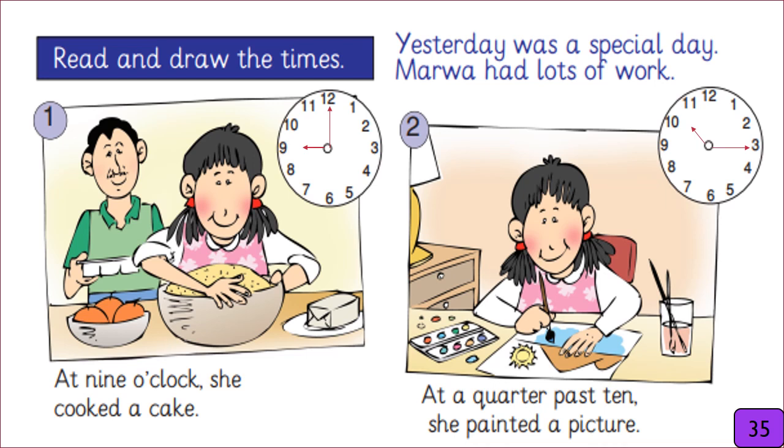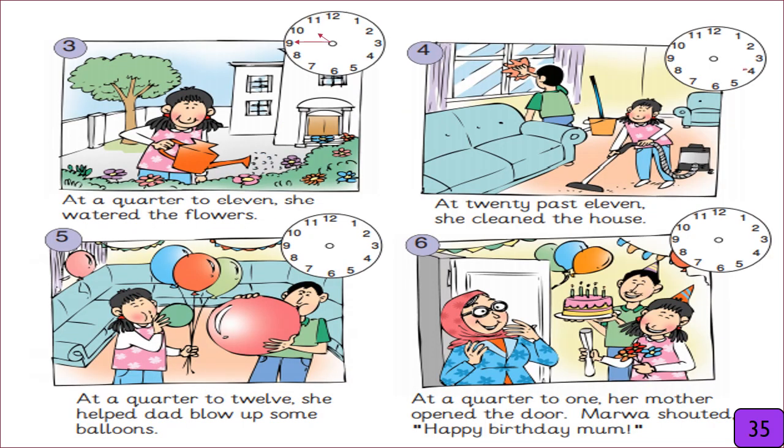At quarter past 10 she painted a picture. When? At quarter past 10. Quarter past 10 it means الساعة 10 وربع. Picture number 3. At a quarter to 11 she watered the flowers. 11:45، 11 إلا ربع.